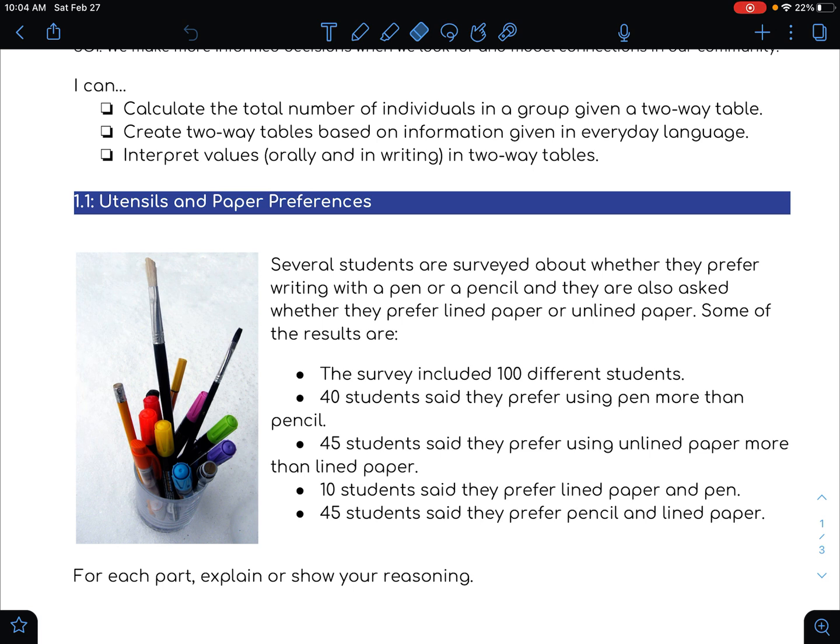Several students are surveyed about whether they prefer writing with a pen or a pencil, and they are also asked whether they prefer lined paper or unlined paper. Some of the results are: the survey included 100 different students. 40 students said that they prefer using pen more than pencil. 45 students said they prefer using unlined paper more than lined paper. 10 students said they prefer lined paper and pen. 45 students said they prefer pencil and lined paper.